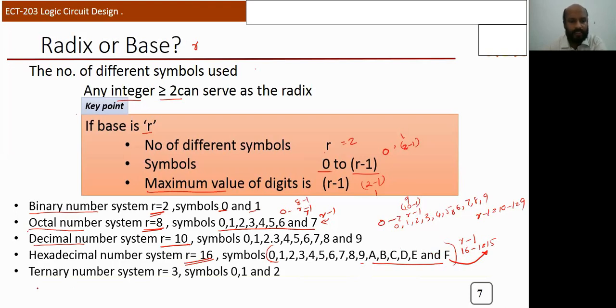And another thing, the ternary number system. The ternary number system means r is equal to 3, and we are using 3 different symbols, from 0 to r minus 1. That is 3 minus 1, which is equal to 2. And the maximum value you can represent is r minus 1, that is again 2. I think you got the idea about radix or base.